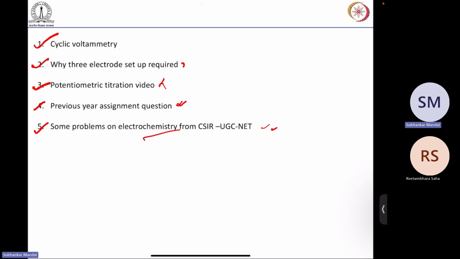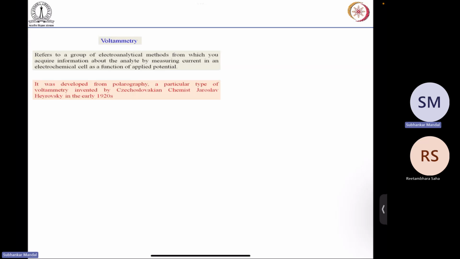Okay, so that is today's agenda, all 5 points. Let's start with voltammetry. So what is voltammetry?